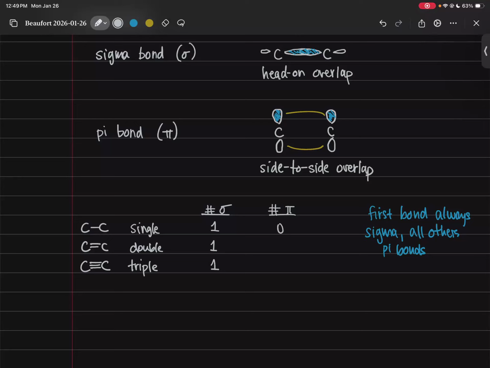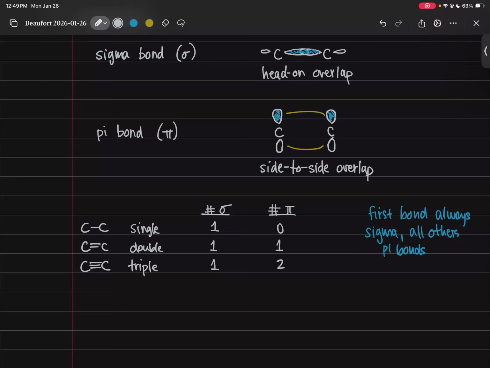The double bond, the first, and it didn't really matter which of the two bonds, because it's just a diagram, and this is not reality. But the first bond of the double bond is a sigma bond, and then the other one is a pi bond. And then we can extend that to the triple bond case. The first bond is a sigma bond, and then we have two pi bonds.